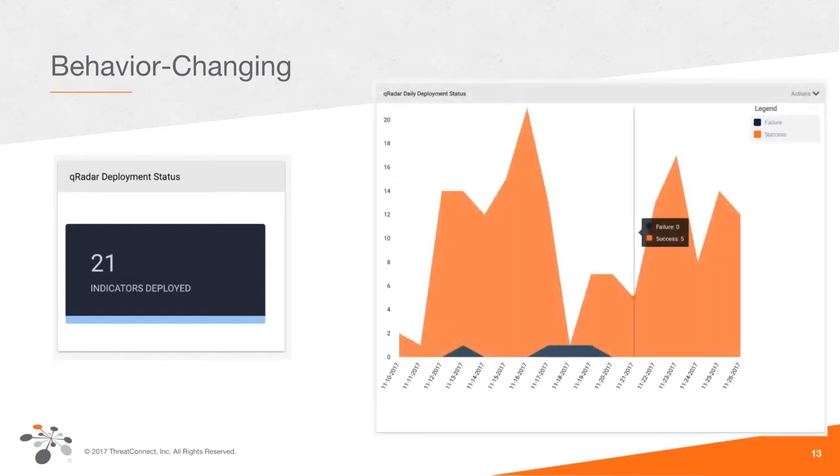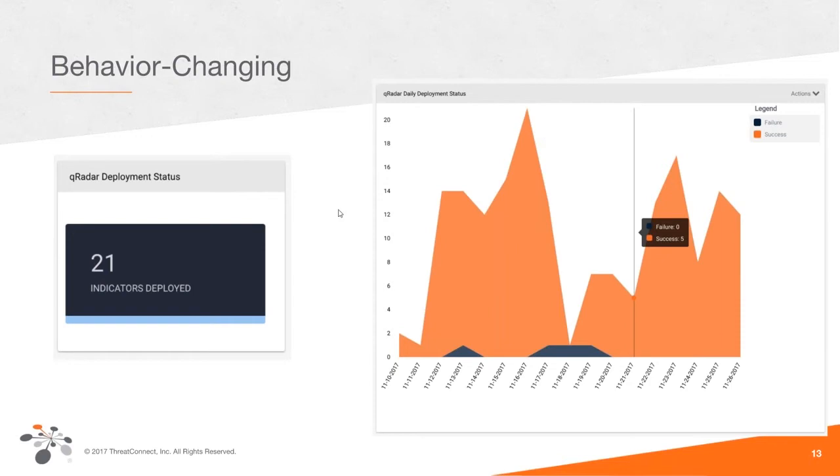Now compare that to if we applied some of the other rules we learned, where we are providing a chart that is much more comparative and looks at rates, and now we're starting to get something that can actually change behavior. So now we're looking at, over time, how many indicators have been deployed to QRadar from ThreatConnect.